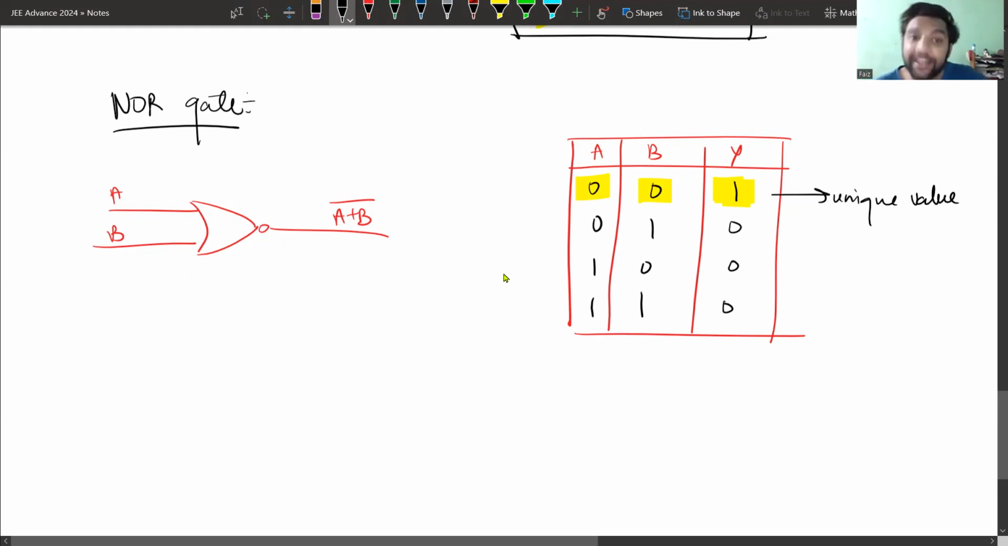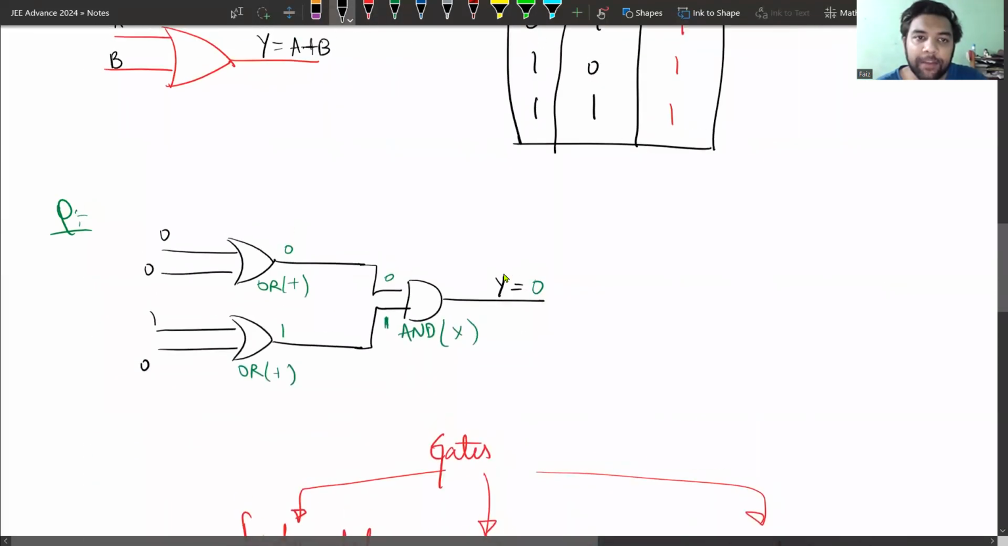Hopefully these gates are clear. Now, if you see some question like this, you can solve it on your own.